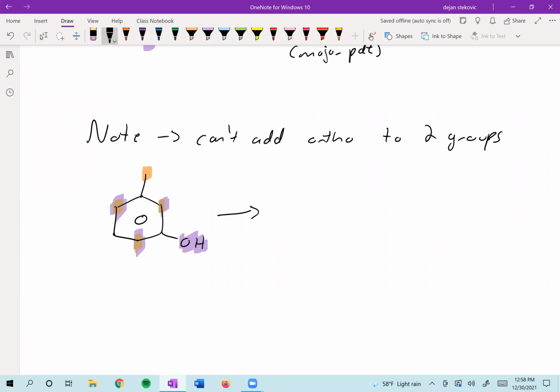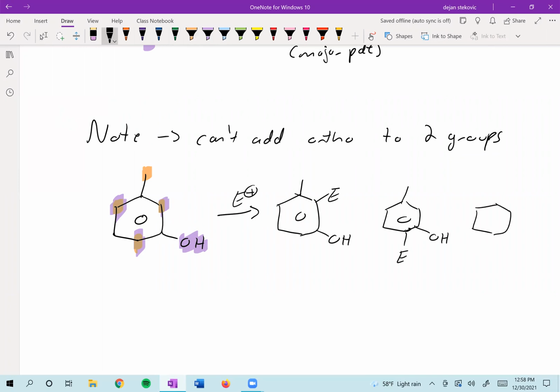There's too much steric hindrance between the methyl and the alcohol there. So you can envision three possible products, but you're only going to get two. Right? If we add some generic E+, we could add the E in between, right? That's not going to be allowed. Or we could add the E down here. Or we could add the E over here, right? This one's not allowed. We can't add in between two groups.